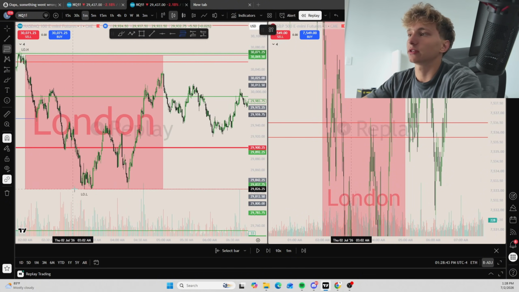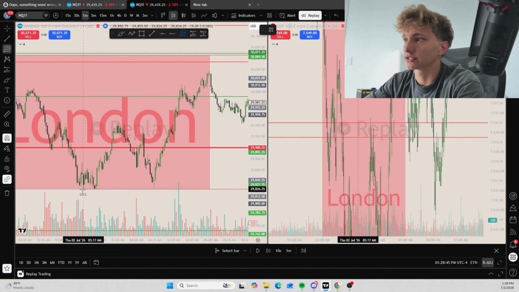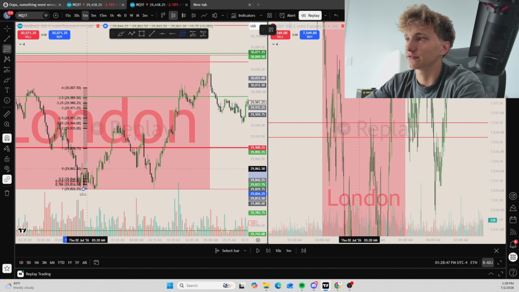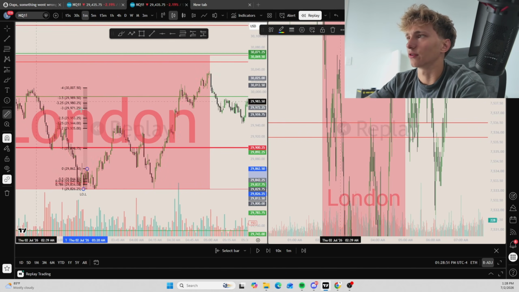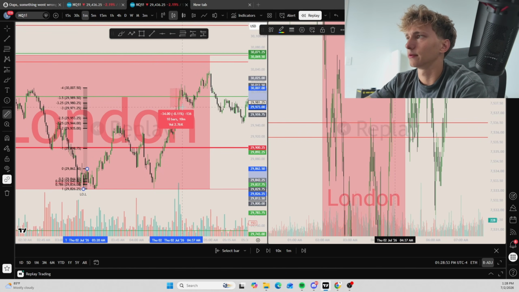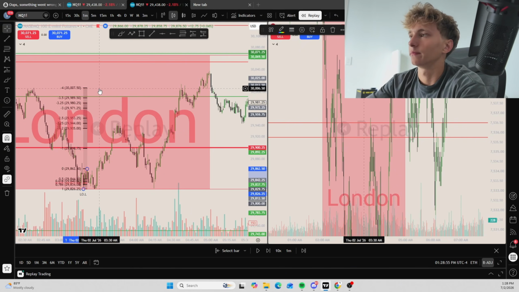So I'm going to take a look over here in London session. This is London low here. I'm going to take this fib. I can see that this ends up getting run through. It actually plays out for a little bit, but only enough for a break even.